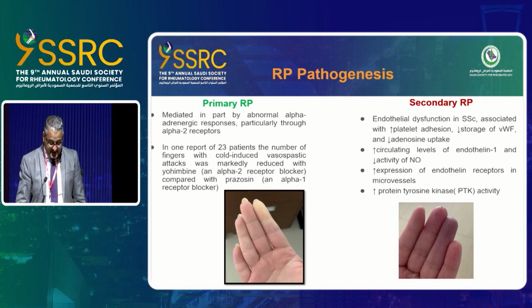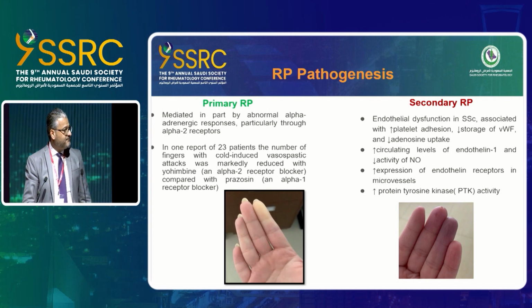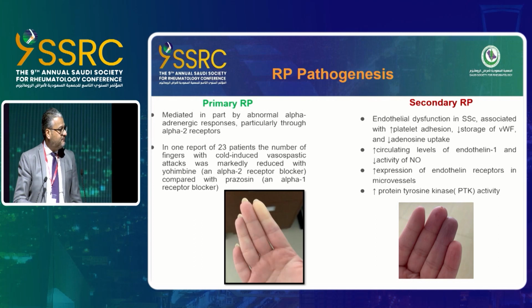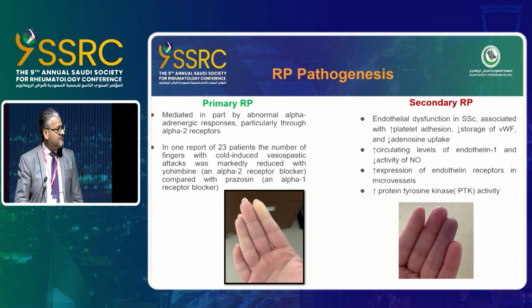Here there's endothelial dysfunction. It's more a vasculopathy, what we name it. There's a lot of endothelin 1 and a decrease in nitric oxide release or activity, and there are more in-depth pathophysiological mechanisms that happen in secondary. So there are major differences even if we look at the pathophysiology.